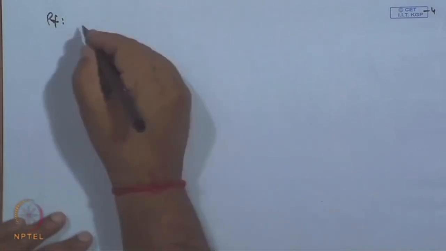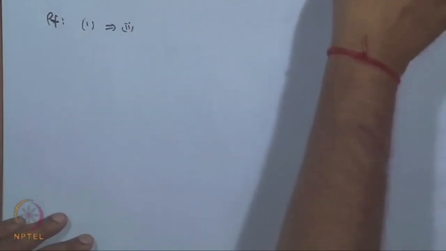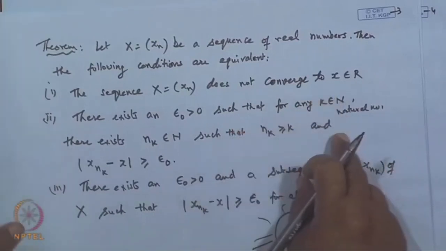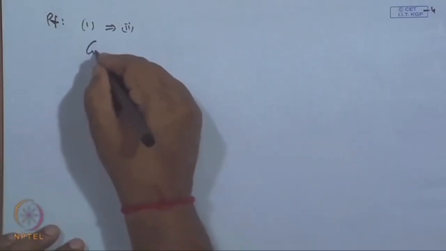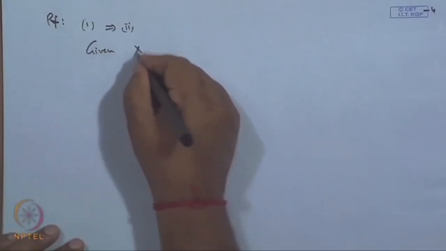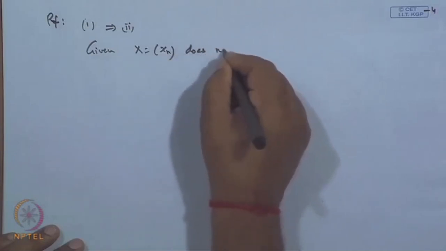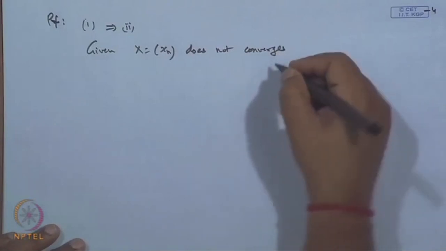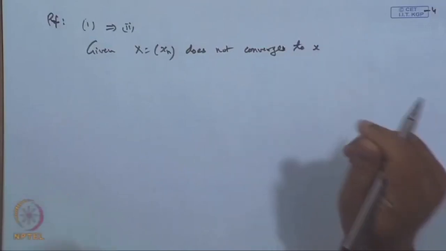So, first, 1 implies 2. Let us see. What is the first? The sequence does not converge. Then we have to find out this thing. Okay. So, if the sequence x n does not converge to x.